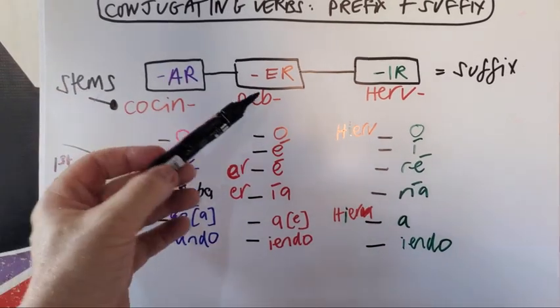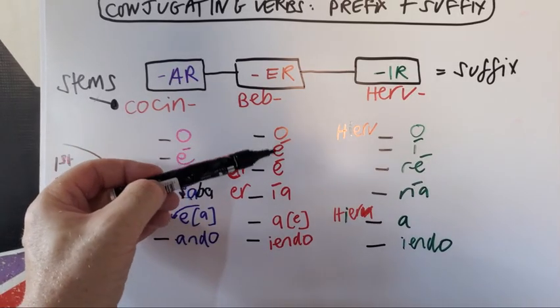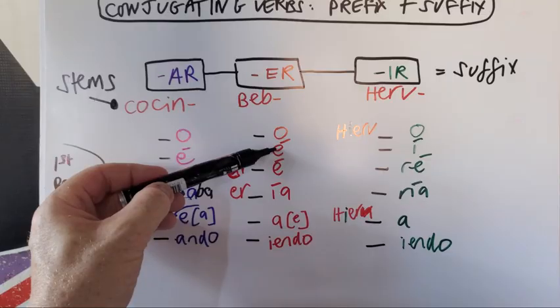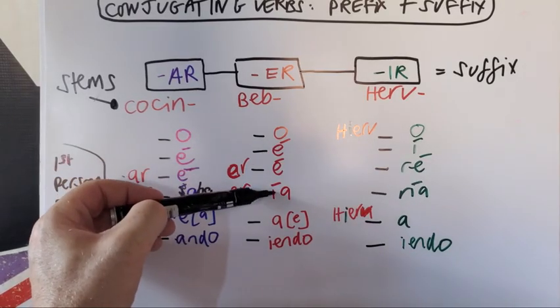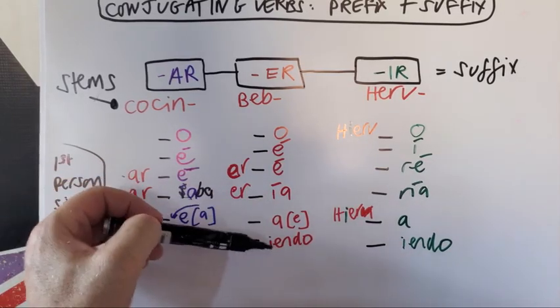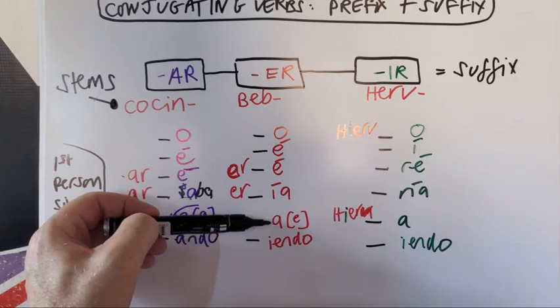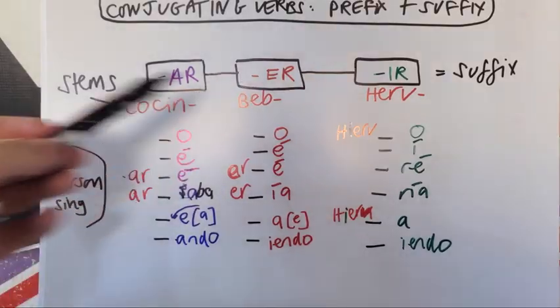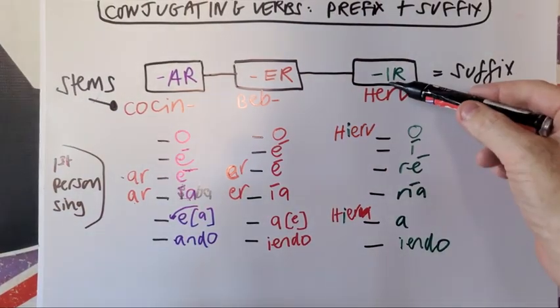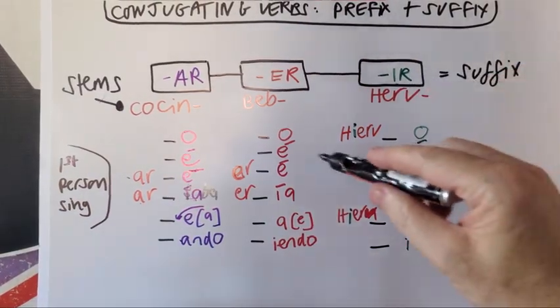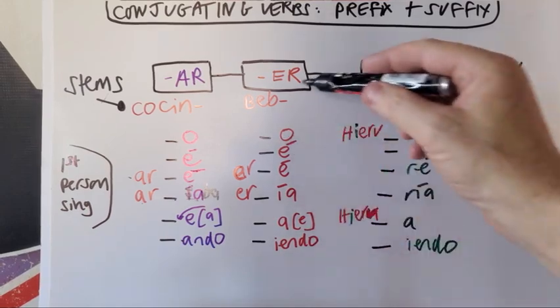See, so all these endings: bebo, I drink; bebí, I drank; bebía, I was drinking; bebiendo, drinking. The IR ending verbs, whenever you find them, are very much formed like the ER verbs.